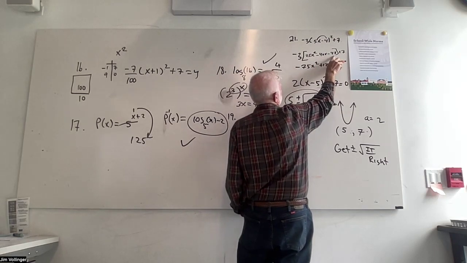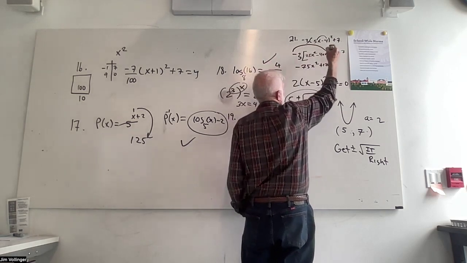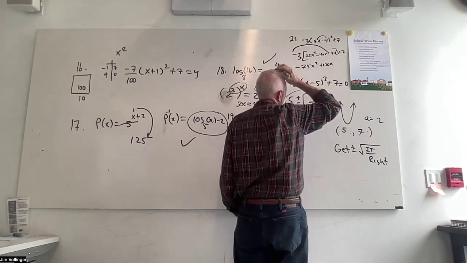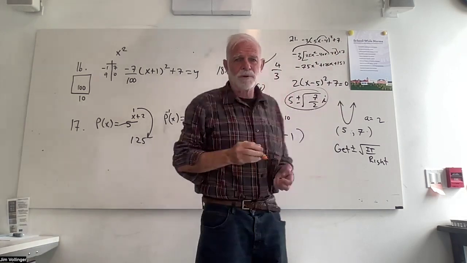48 take away, so 150 take away 6. So I believe that's 144, and a negative times a negative is positive, so 144 plus 7 I believe is 151. Okay? Did that quickly, could be wrong.